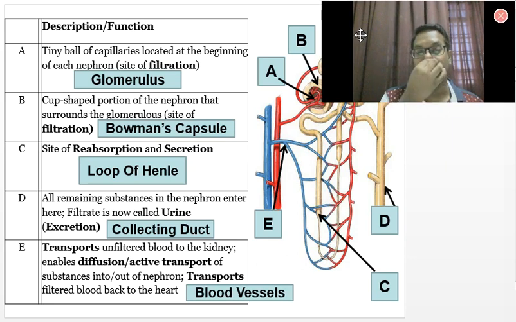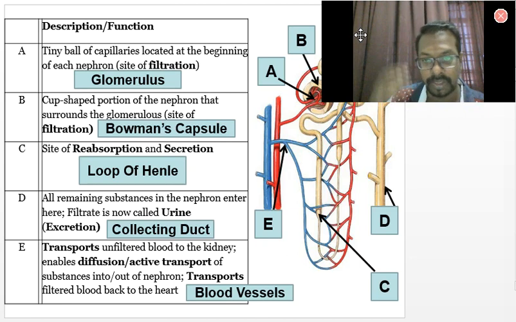Okay, it's very important. Normally for exam paper 4, they'll give you this diagram and they will ask you to describe the function and name the part. Okay, so here I put one by one. Let's start with A. A is glomerulus.